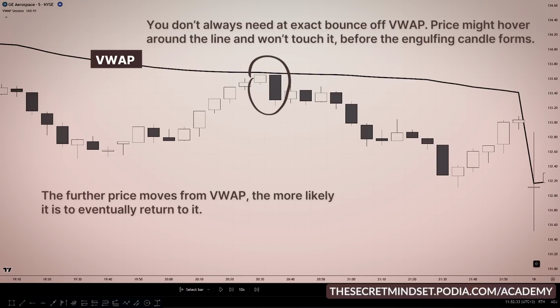Also, please note that this scalping setup doesn't always require an exact bounce of the line. Sometimes, price might hover around the line and won't touch it before the engulfing candle forms.